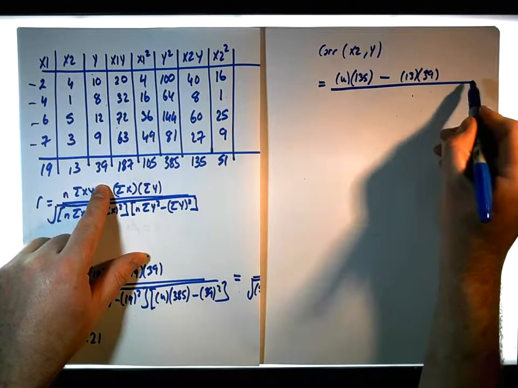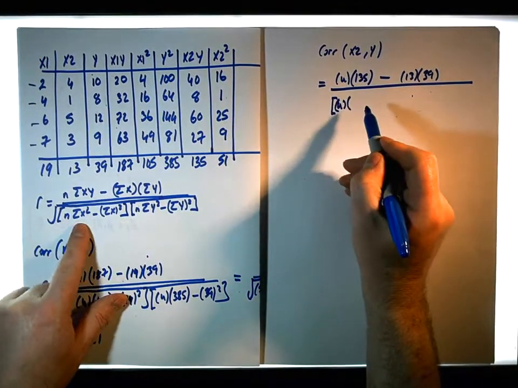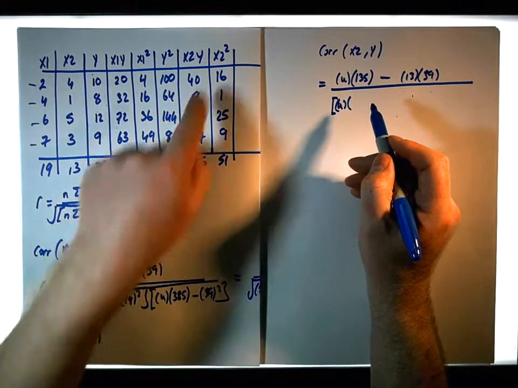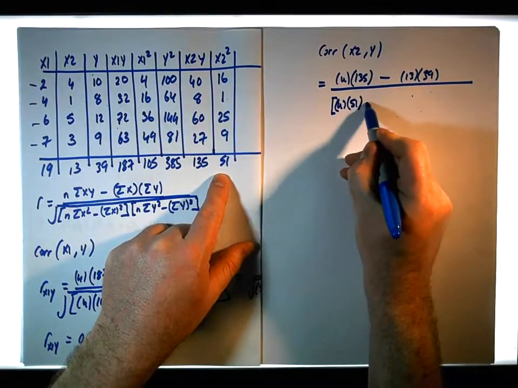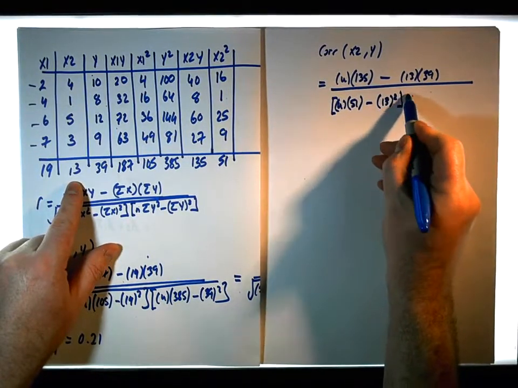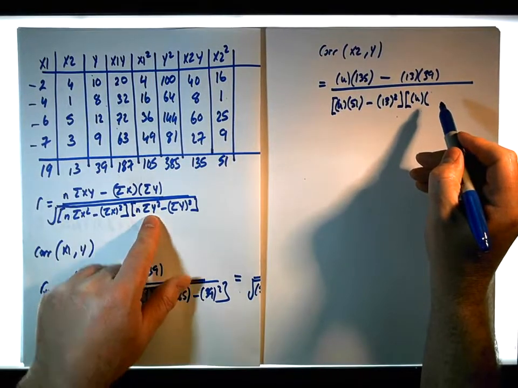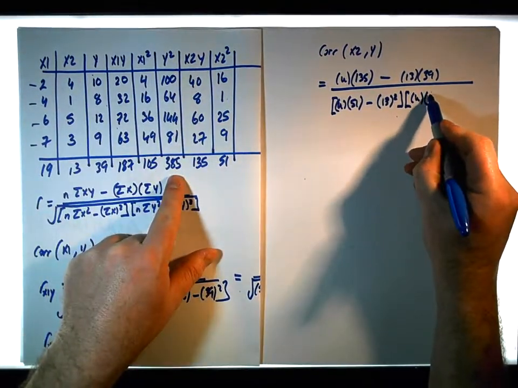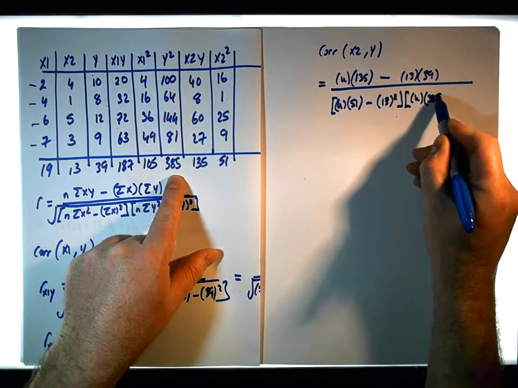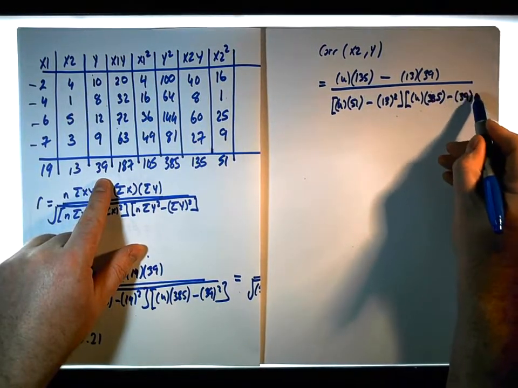And that needs to be divided by n, which is 4, times the sum of the square of the second independent variable, which is 51, minus the sum of the second independent variable, which is 13, to be squared, times 4, times the sum of the y squared terms, which is 385, minus the sum of the y's to be squared, which is 39.